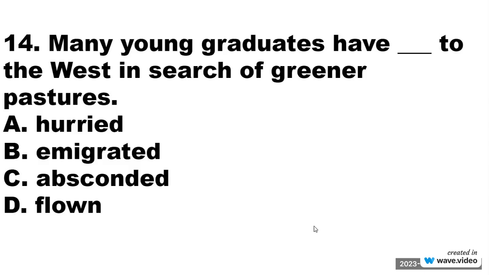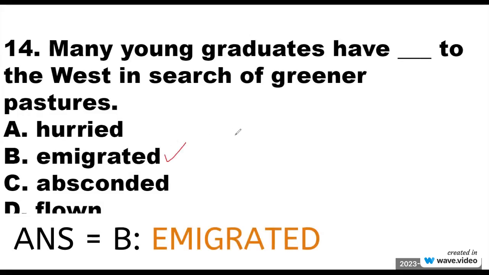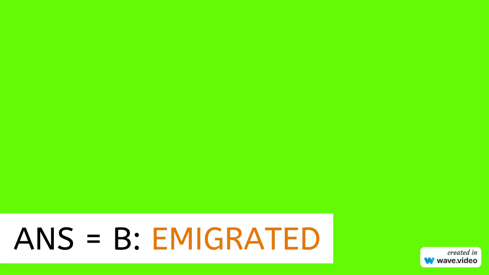Question 14. So many young graduates have dashed to the West in search of greener pastures. A, hurried. B, emigrated. C, absconded. D, flown. Now, when young graduates move to another country or another part of the world, what is it called? Can you say they hurried or flown? The correct answer is emigrated or migrated, if you like.